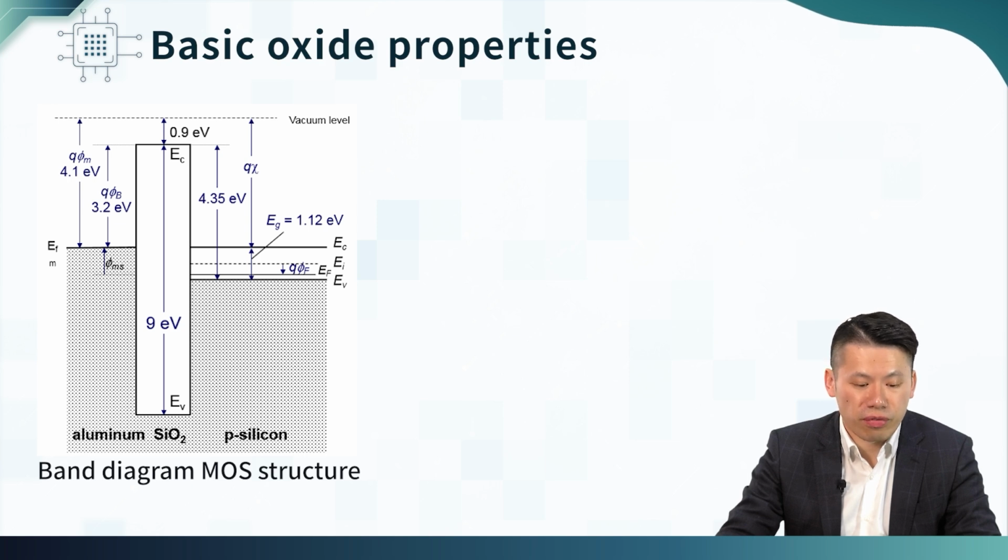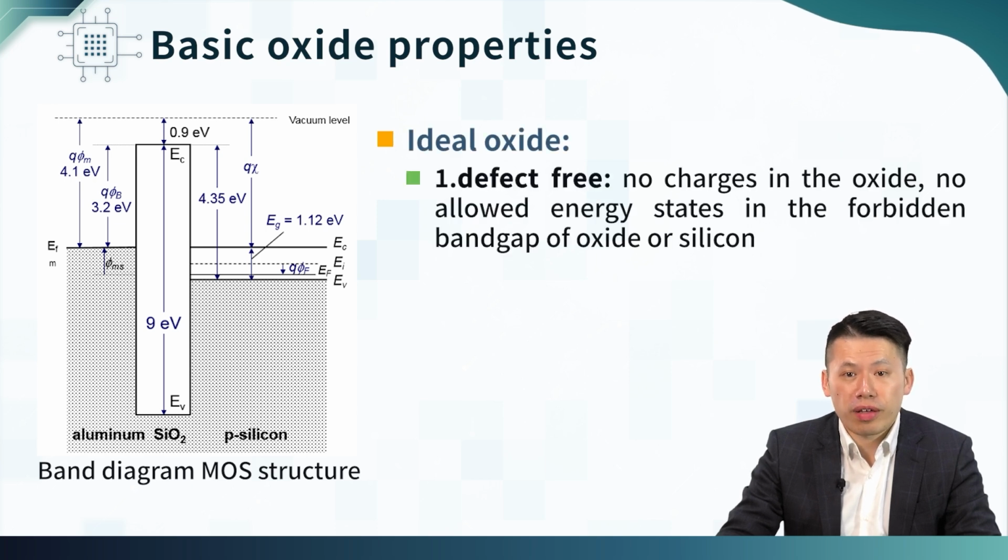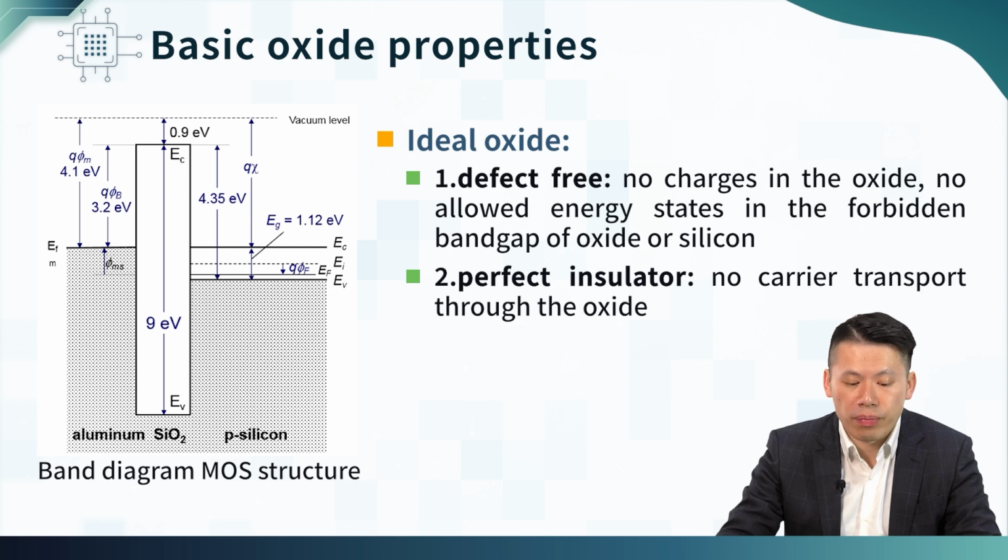So you can see from the band diagram, this is a typical MOS structure band diagram. In the ideal oxide, we hope to have it defect free. That means there's no charge in the oxide, and no allowed energy state in the forbidden band gap of the oxide or silicon. We also hope the oxide works as a perfect insulator. That means there's no carrier transport through the oxide.